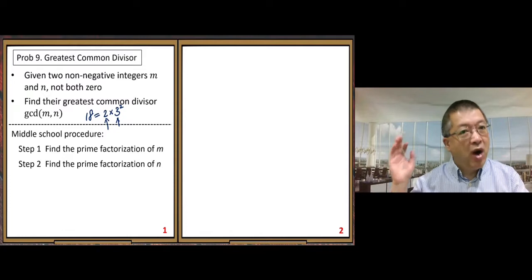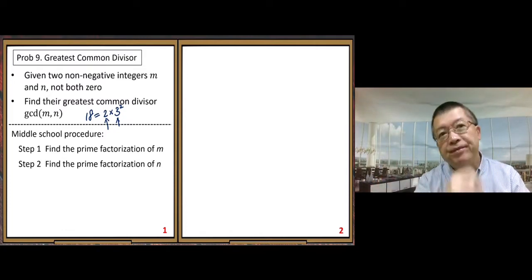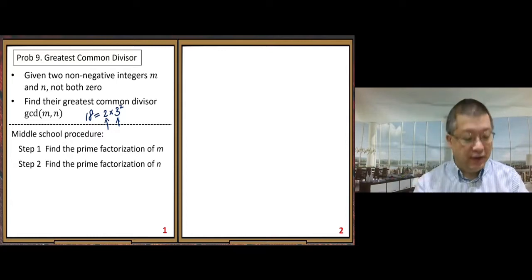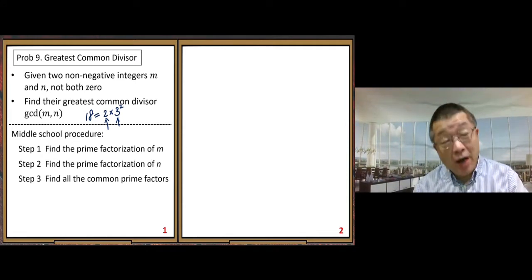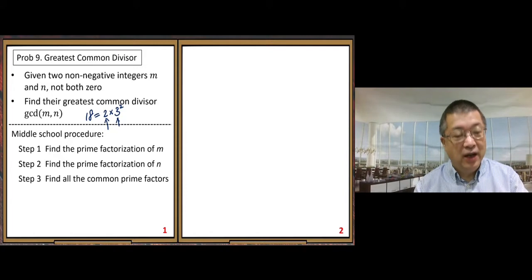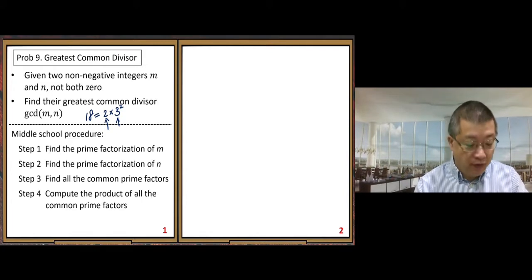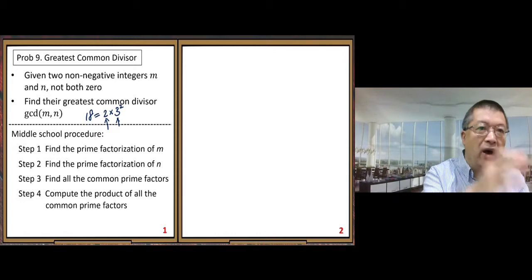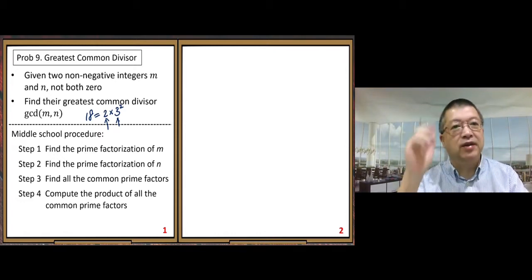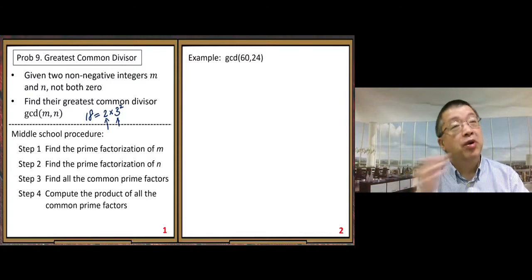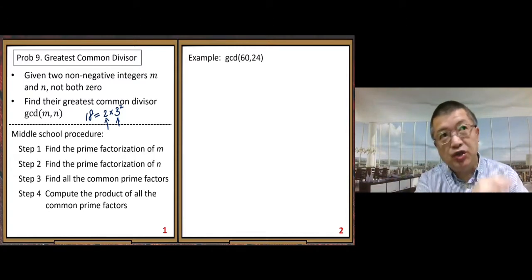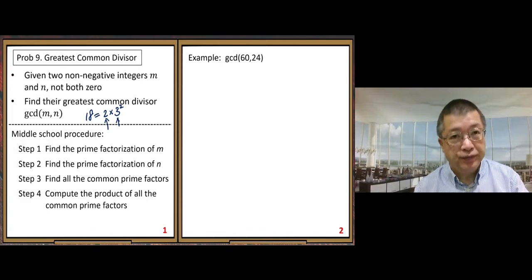Step 2, find the prime factorization of n. After you have those two prime factorizations, now you can find the common prime factors. Then step 4, compute the product of all the common prime factors. That's the basic procedure. It looks pretty simple, right? Here, let me use a simple example to explain the whole procedure. Then we have discussion on it.